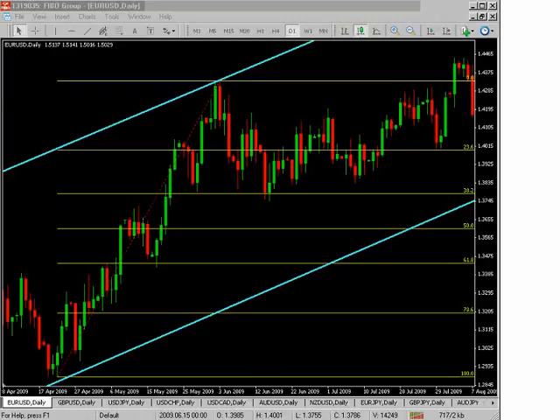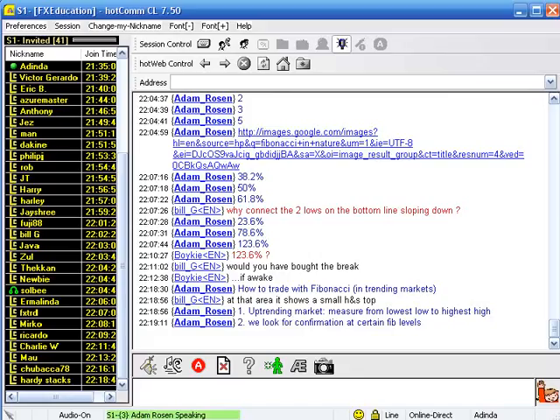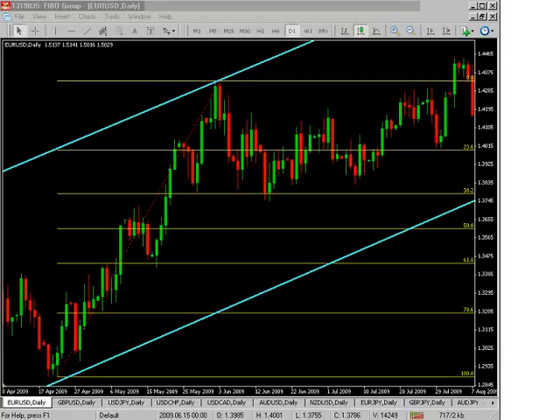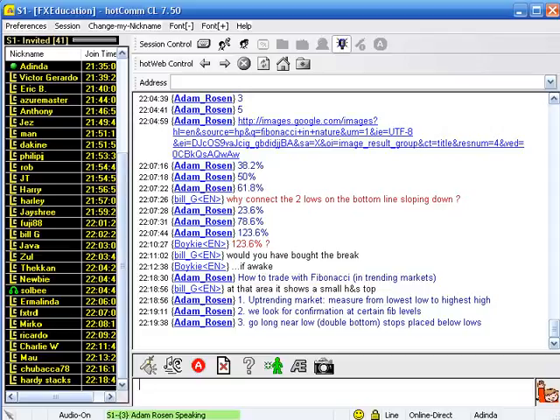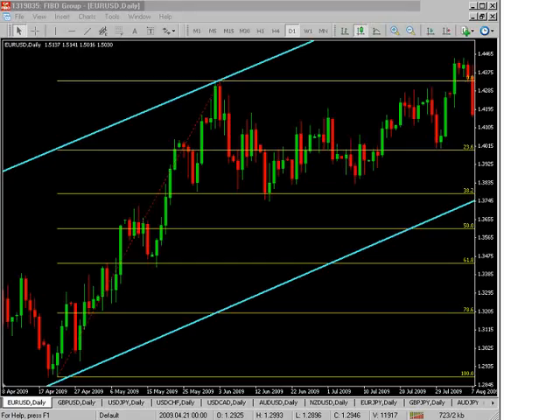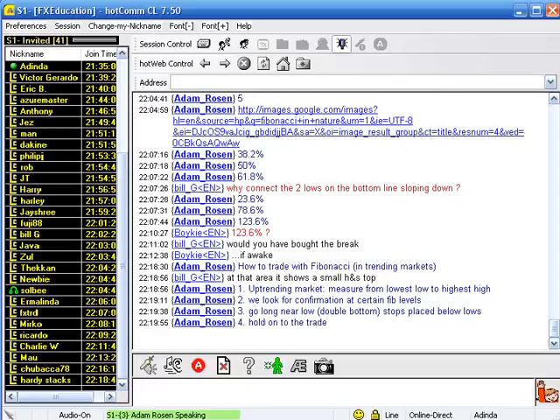We would basically go long near the low of the double bottom pattern, with stops placed below the lows and with breathing room. You have to give the market a little bit of breathing room, so give it some room below the recent low, because sometimes the market makes a little bit of a lower low. Now, from that point moving forward, we hold on to the trade.